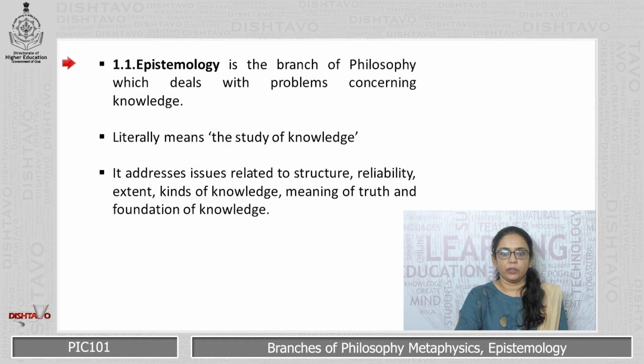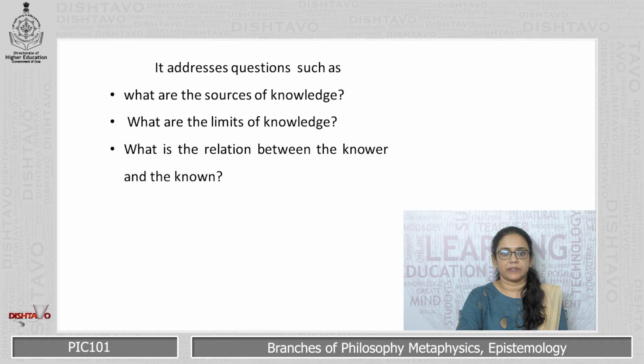Next, meaning of truth. What is truth? How is it different from falsity? And another issue that is addressed by epistemology is the foundation of knowledge. That means what are the different sources of knowledge, or what is the main foundation of knowledge, from where knowledge comes in. Now, some of the questions addressed by epistemology are as follows: what are the sources of knowledge? What are the limits of knowledge? What is the relationship between the knower and the known?